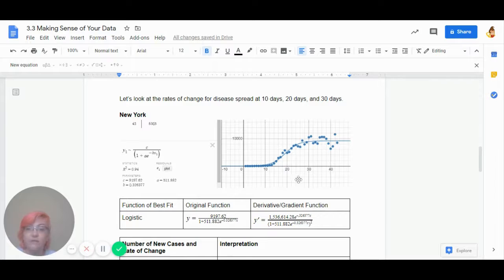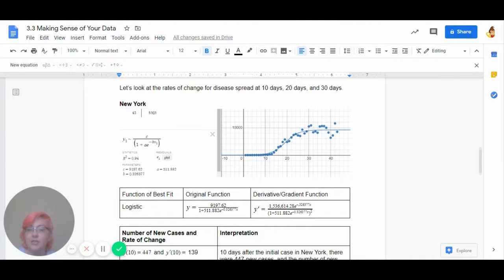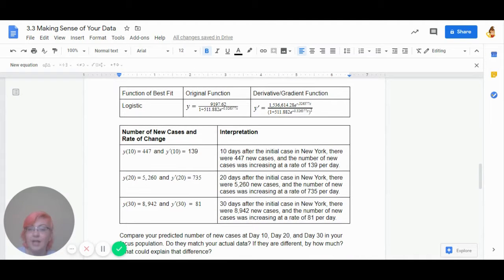Now, using the information on New York that I got, where we found last class that the logistic function is our curve of best fit, we got our A, B, and C and plugged it in. And we saw that it fit our curve really well with an R squared of 0.94. Then you found your derivative or gradient function, and we've plugged in the values of A, B, and C to get the function that we can then evaluate.